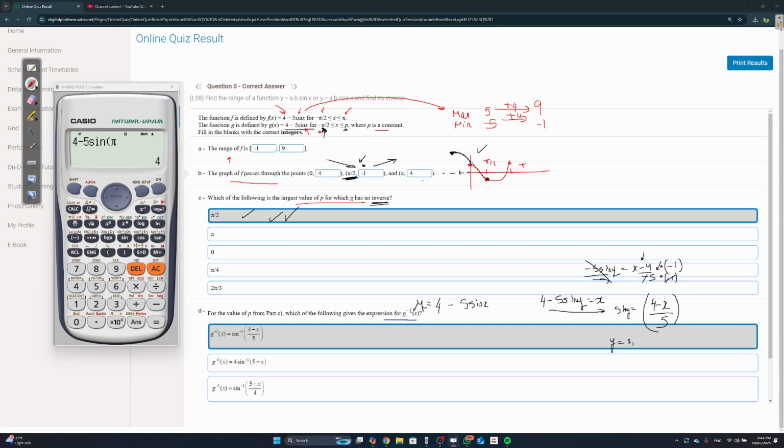Now, what do you do? It's sine inverse of (4 minus x) over 5.